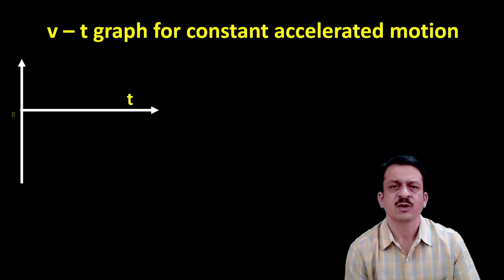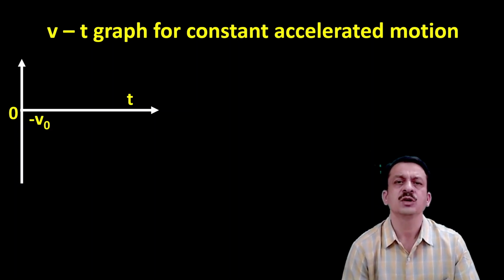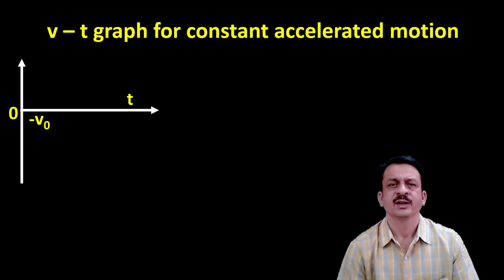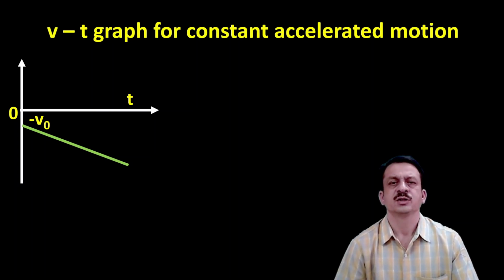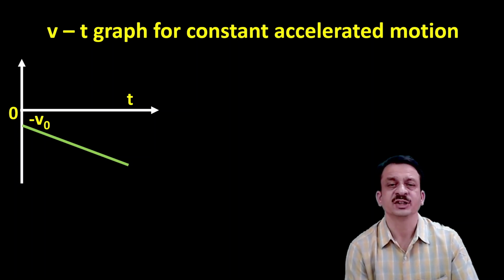Along the x-axis we have time, along the y-axis we have the velocity. Since the object is moving in the negative direction, we have taken the initial velocity on the negative of the y-axis, that is v naught. Since the acceleration is constant, we are getting a straight line. Now this is the decreasing one. This represents an object moving with negative acceleration in the negative direction.